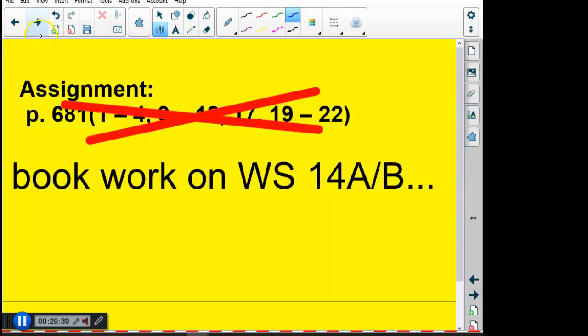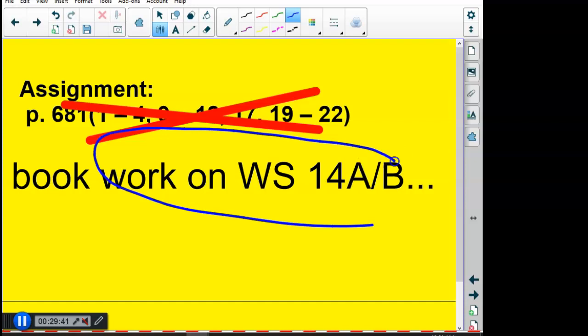All right, you are going to do worksheet 14AB. It is bookwork out of the pre-calc book, but it's already on those pages.